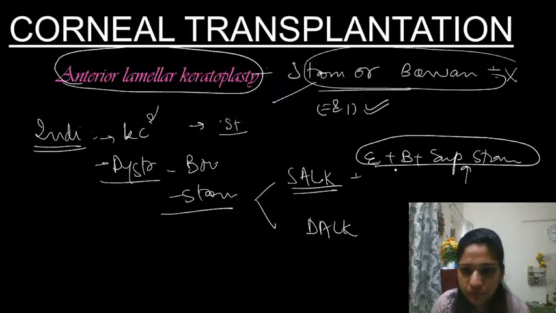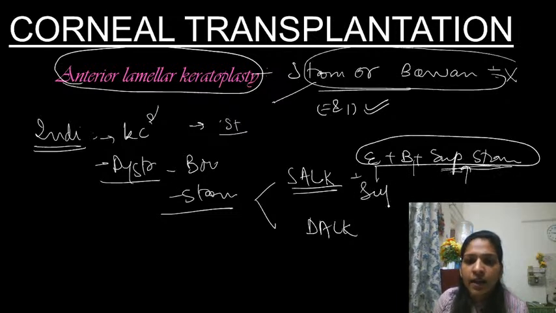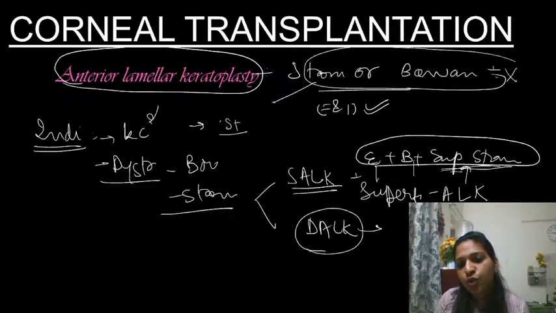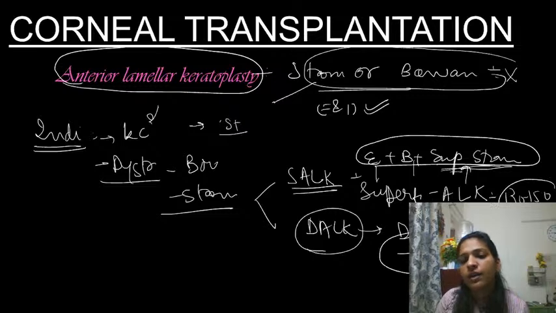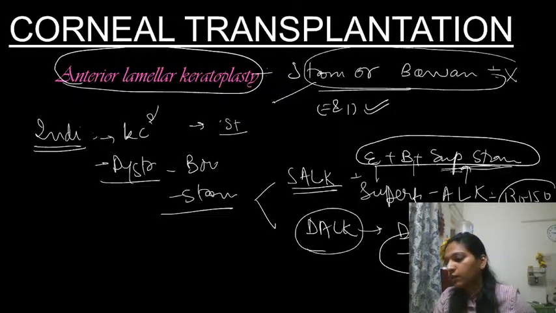Okay. So if epithelium, Bowman's and superficial stroma are replaced, then that is known as superficial anterior lamellar keratoplasty. And if posterior stroma is also replaced, then that is known as deep anterior lamellar keratoplasty. Okay, this is till 130 to 150 micrometer thickness, and if more than that, then we have to do the DALK. Okay.